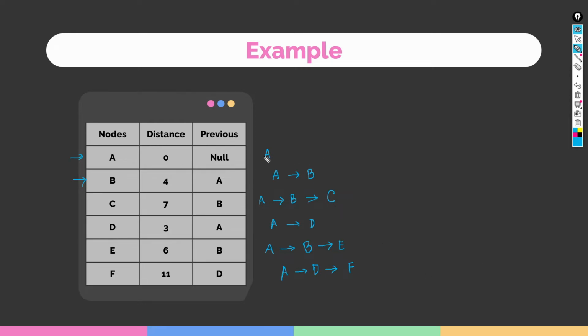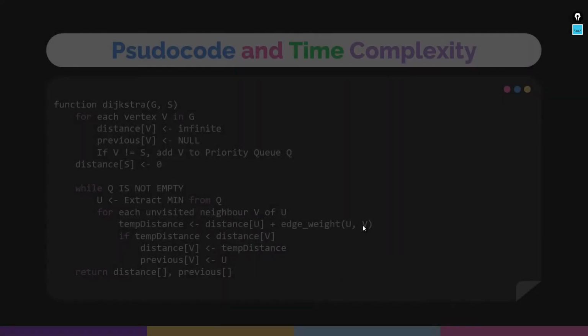These are the shortest paths from A to its corresponding vertices. We also know the distances of all of these. It's 0, it's 4, it's 7, it's 3, it's 6, and 11. So there you have it. That's the whole Dijkstra algorithm. Now I'll move to our next part.